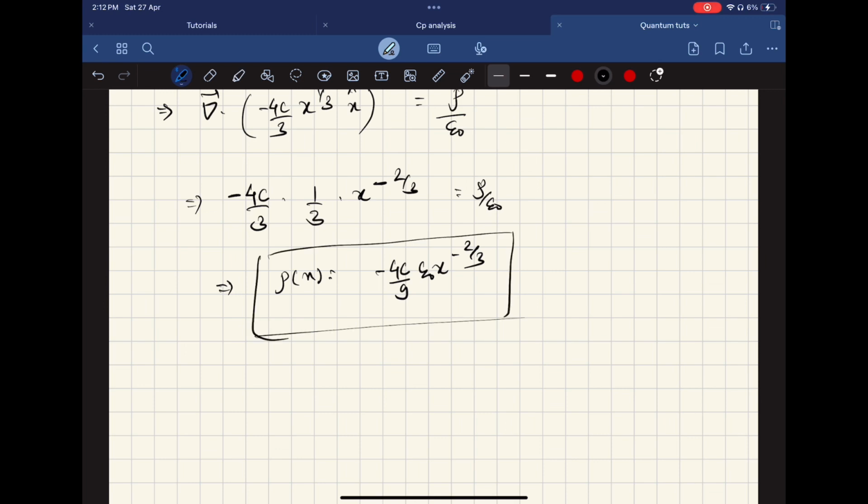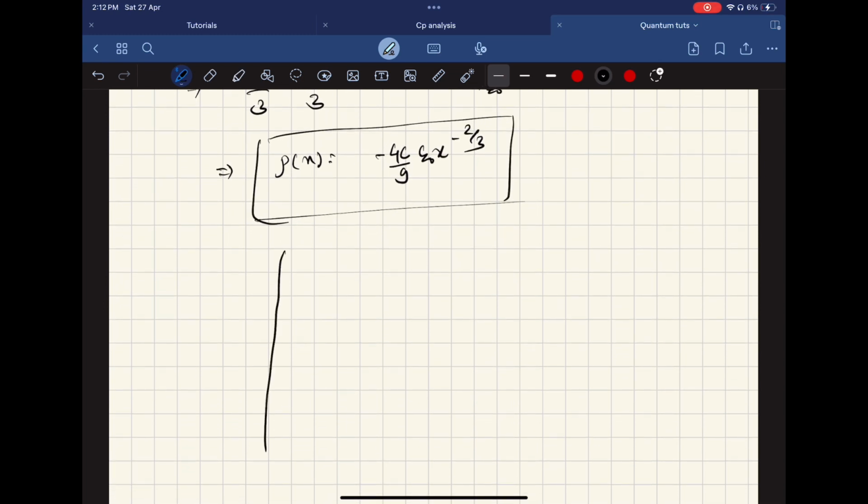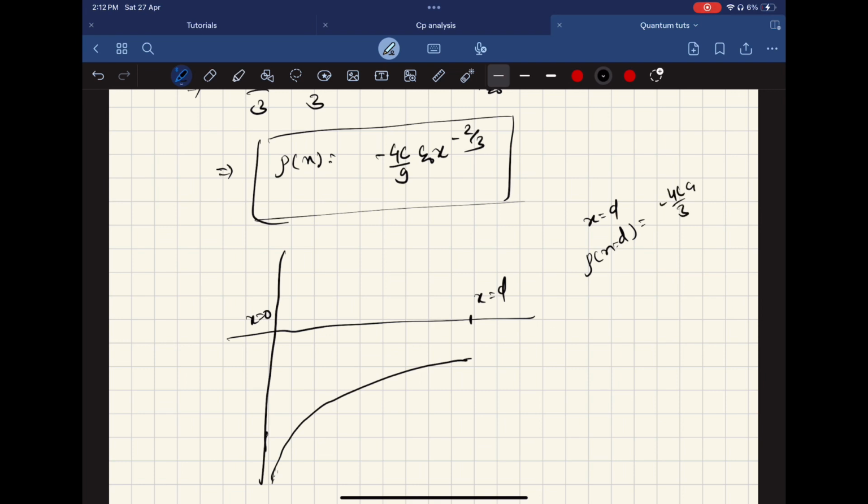Now we have to plot this also. So we have x equals 0 and x equals d. At x equals 0, it tends to minus infinity, and at x equals d, we have rho of x equals d, which is equal to minus 4C epsilon naught by 3 d to the power minus 2 by 3. So this is rho of x as a function of x. Let's solve this problem.